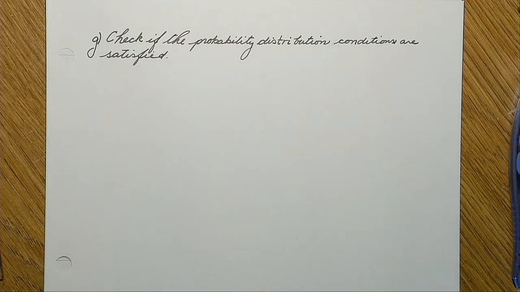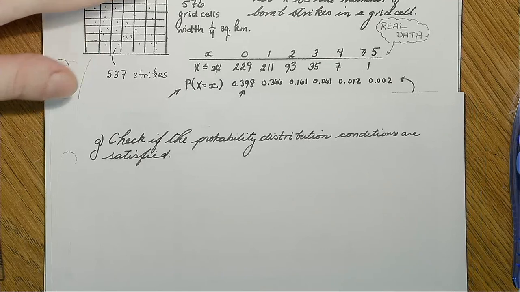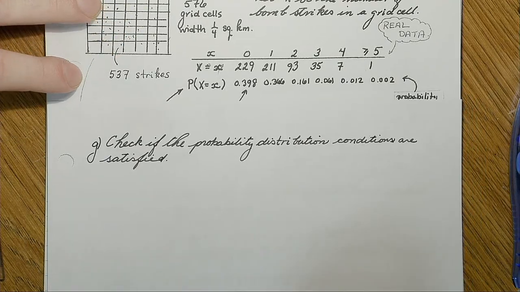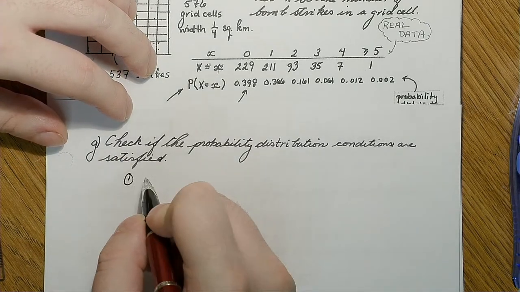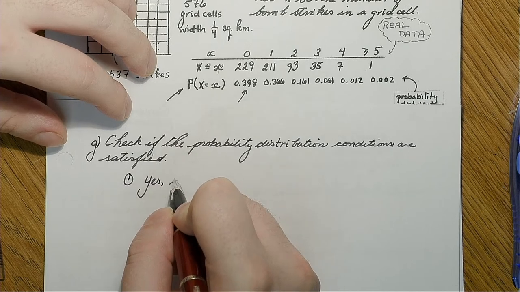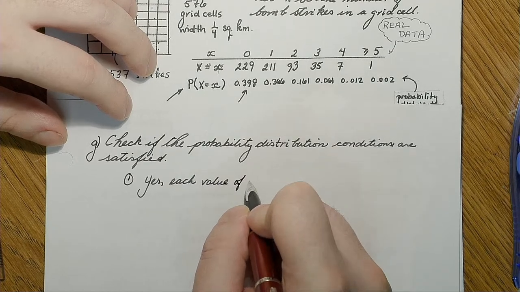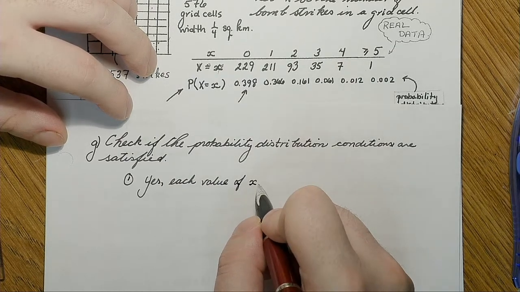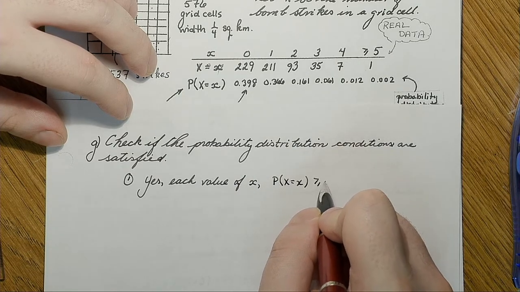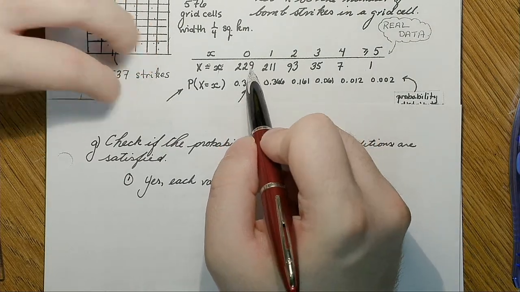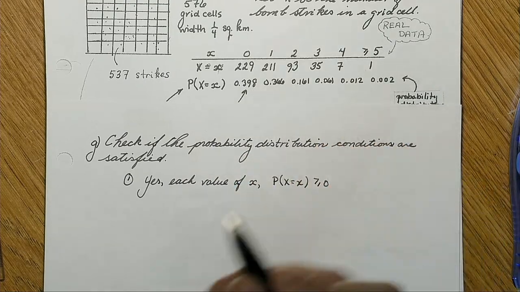So, going back to our distribution, to check if the probability distribution conditions are satisfied. So for 1, yes, for each value of x, the probability of x is greater than or equal to 0, so we can see each value that it takes on. It's all positive, so that's good.